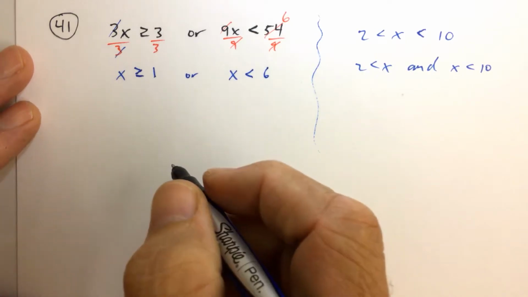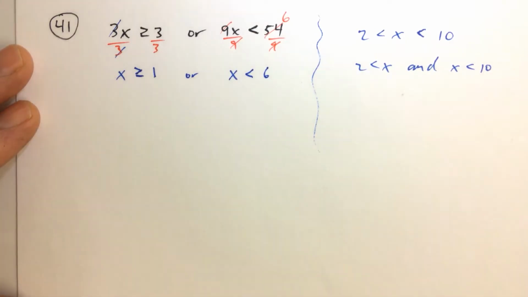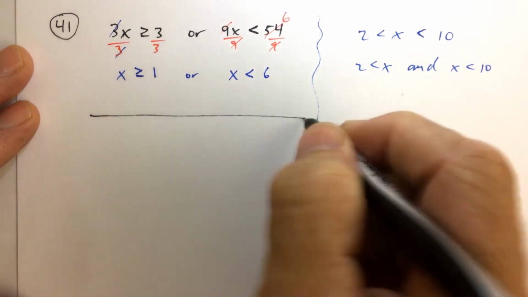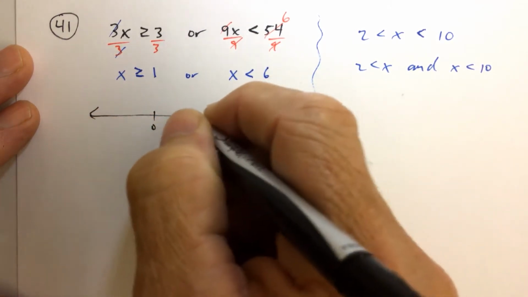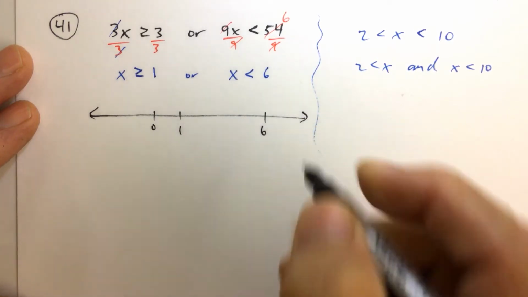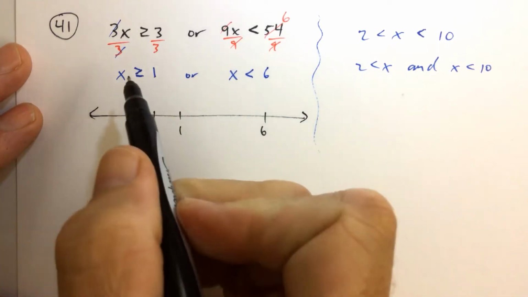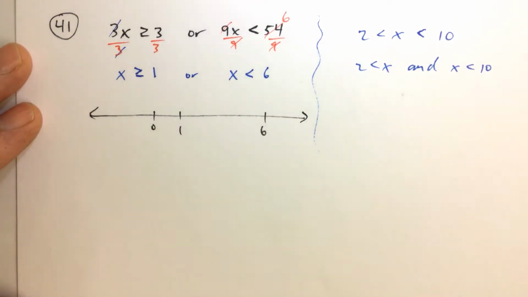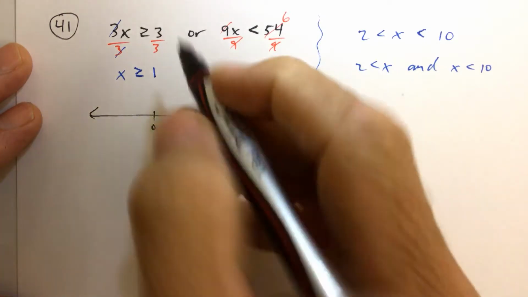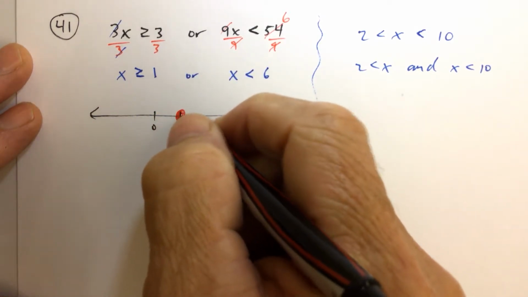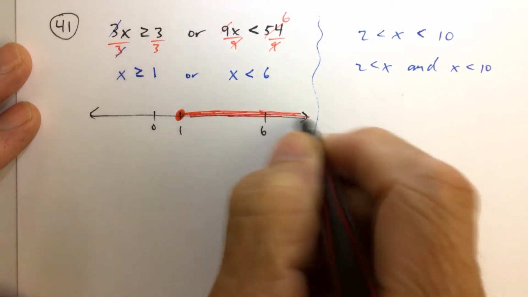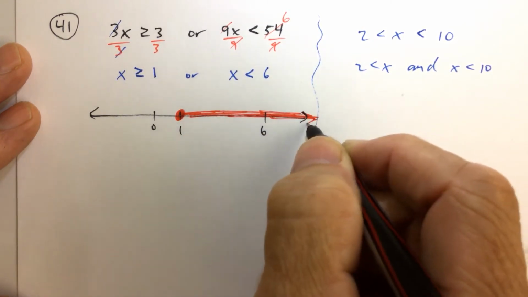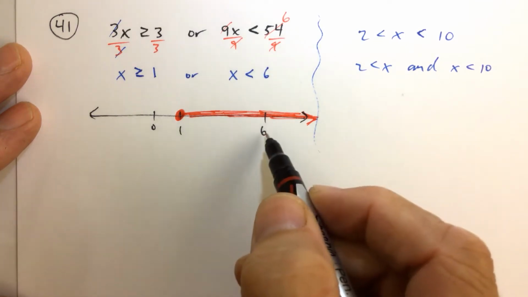So let's think about this for a second. It's better to graph it actually on this one because we have 0, we have 1, and we have 6. As long as a real number is greater than or equal to 1, that's a good number. That would solve the left side. So I'm going to shade all these numbers here. All these numbers are greater than or equal to 1. It doesn't matter about that 6 there.